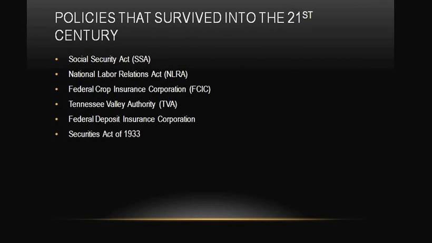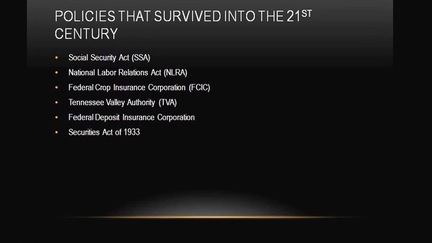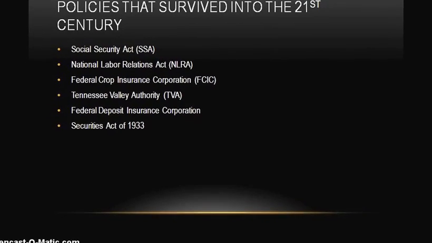Now, policies that survived in the 21st century include the Social Security Act, National Labor Relations Act, Federal Crop Insurance Corporation, Tennessee Valley Authority, or Tennessee Valley Act, Federal Deposit Insurance Corporation, and the Securities Act of 1933. Now, some that you guys may be familiar with are the Social Security Act, National Labor Relations Act, and the Securities Act of 1933.